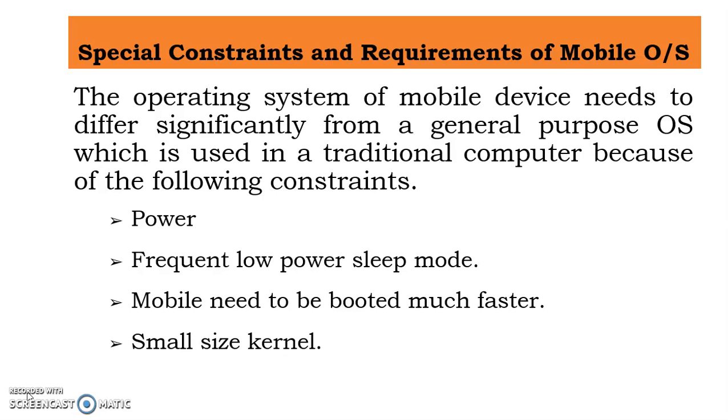Next constraint, complex computation needs to be avoided. Next, mobile phones need to be booted much faster than previously, and also the size of the mobile operating system kernel needs to be very small. These are some more constraints in our operating system. Let me discuss what constraints are available in our mobile operating systems.